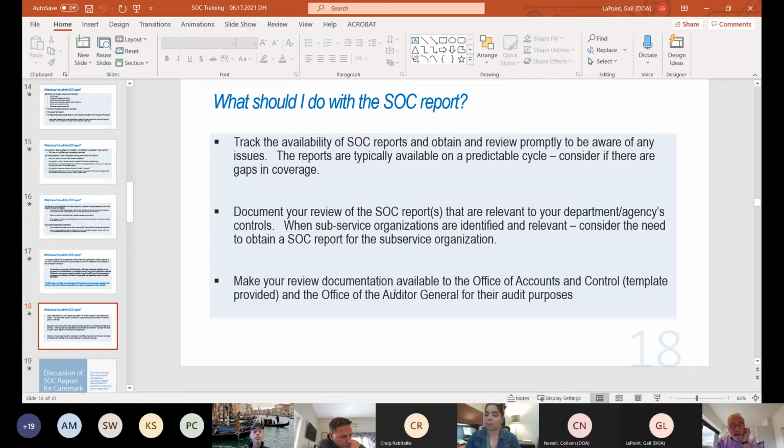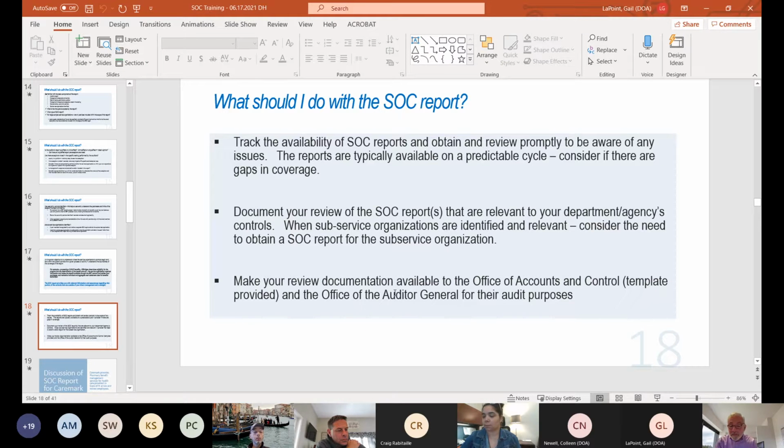So we're looking for some documentation of your review of the SOC report. Gail's going to go through that later. Accounts and Control has built a somewhat simple form that I think would be minimal documentation that you could include with each SOC report that we'd be looking for when we come in to do the audit. It would cover the things that we've outlined today that are the major points that you should be looking for in the report. Gail will get into that a little bit later.